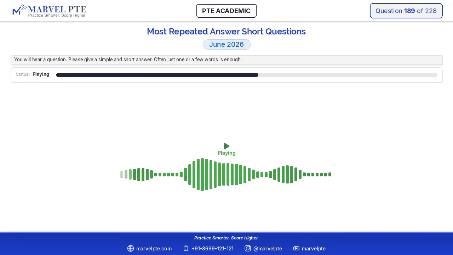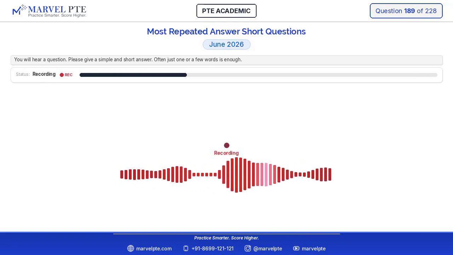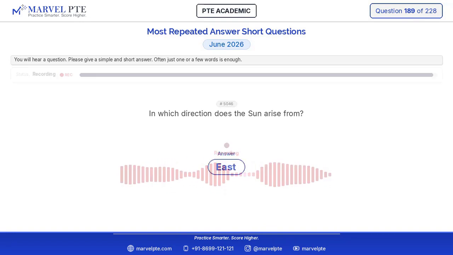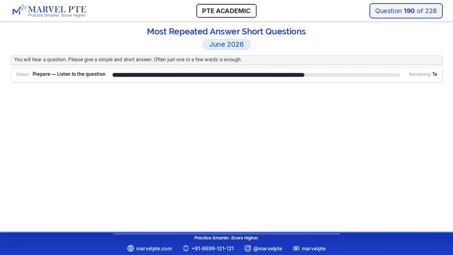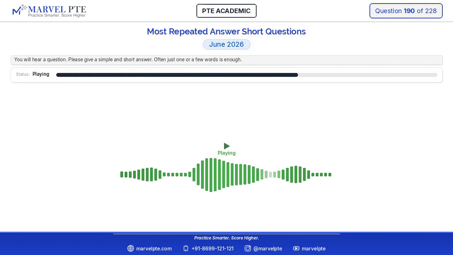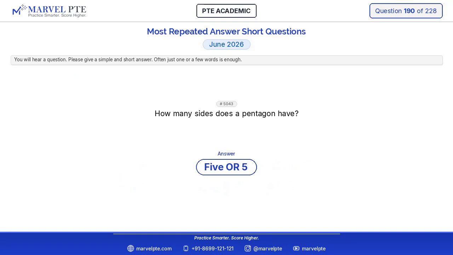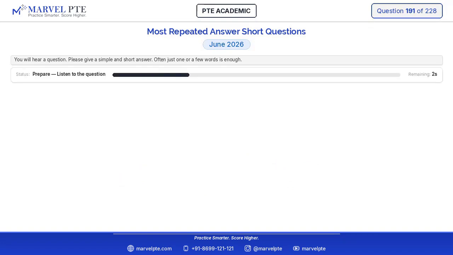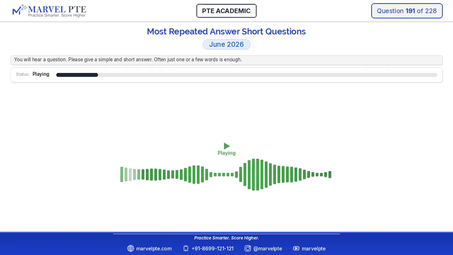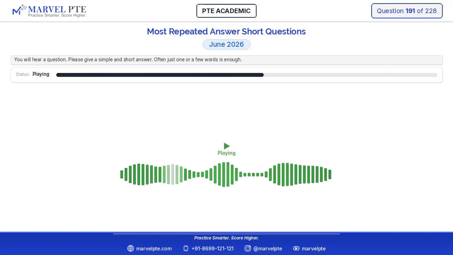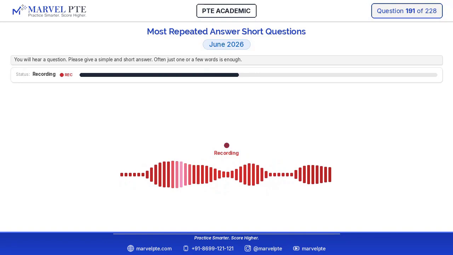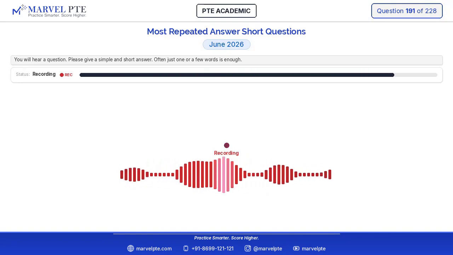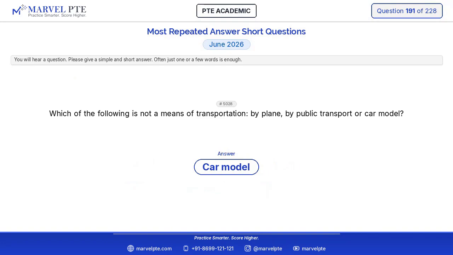In which direction does the sun arise from? East. How many sides does a pentagon have? 5. Which of the following is not a means of transportation? By plane, by public transport, or car model? Car model?